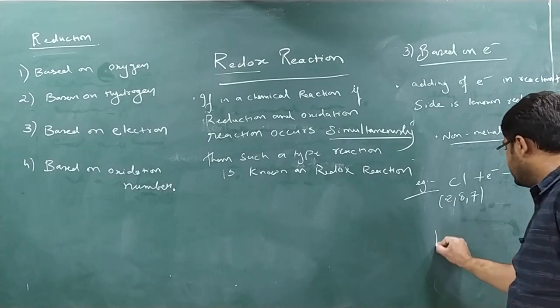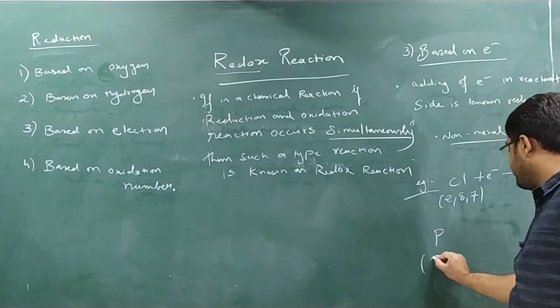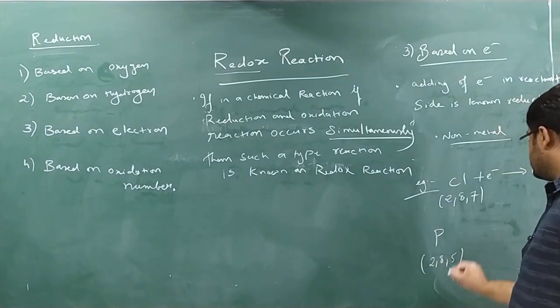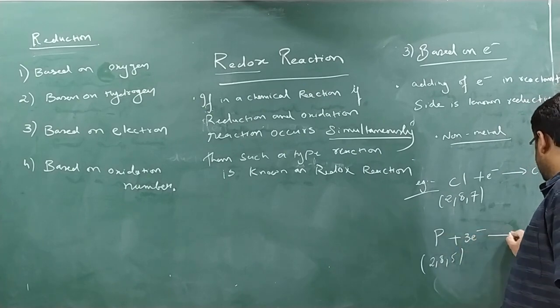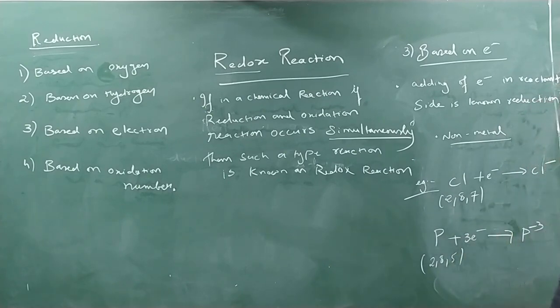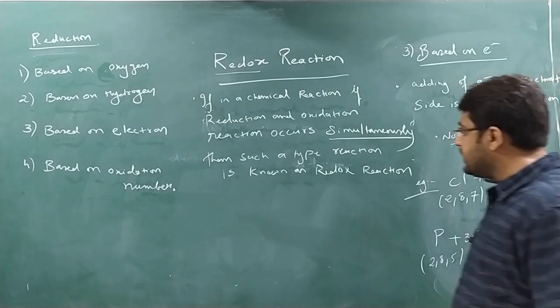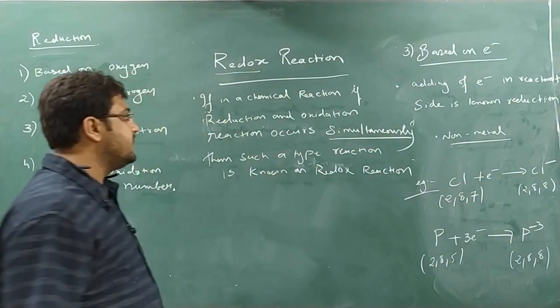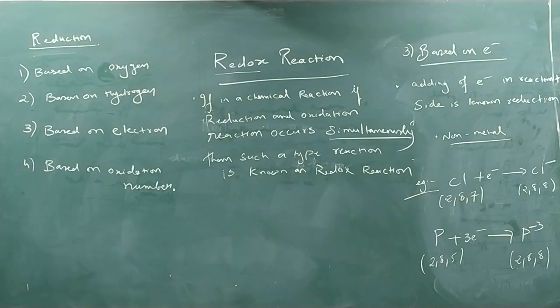Next example we will see phosphorus. Phosphorus is 15, with configuration 2, 8, 5. So it will gain 3 electrons and become P3-. So this is also a reduction reaction. You can see here 2, 8, 7; we have gained 1 electron, the electronic configuration will be 2, 8, 8, so it is stable. Similarly, they have gained 3 electrons, so it will be 2, 8, 8. Such chemical reactions are known as reduction reactions based on electron.